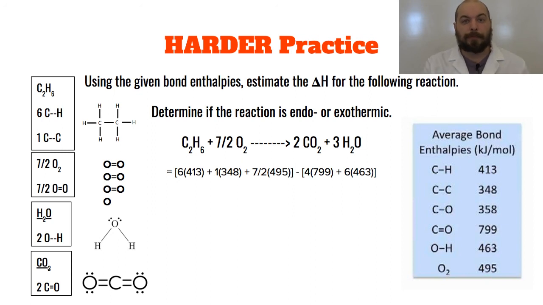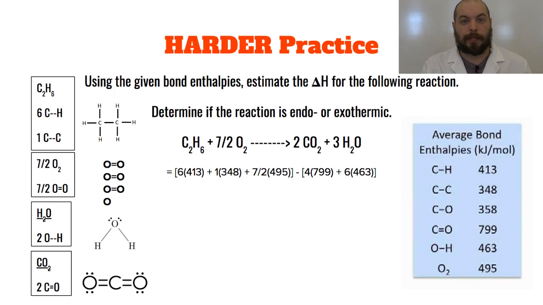I'm then going to repeat this process with my products. So if I look at my products, carbon dioxide and water, I'm going to take the CO2, looking at 2 C to O bonds within each. Each has an energy of 799 kilojoules per mole. I'm going to multiply that 799 by 2, and then by the coefficient in front of the CO2, which is also 2. So essentially, I'm taking that 799 and multiplying it by 4.